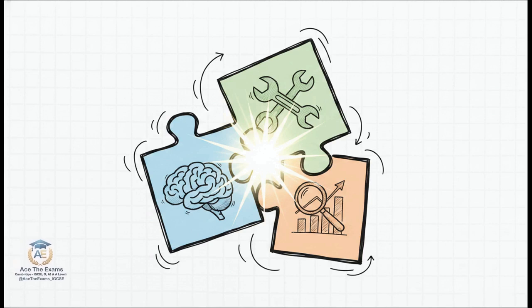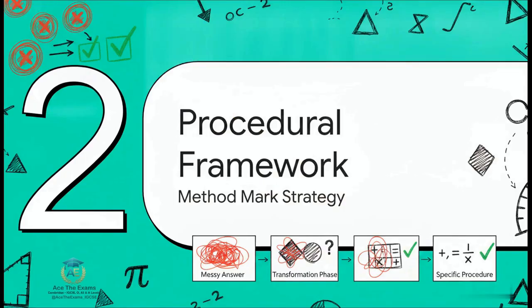If you just know the power rule, that's not enough. You have to apply it to a complex exponential decay problem and analyze if your calculated half-life makes logical sense. Moving into Section 2, the procedural framework. We are transitioning from theory to execution.